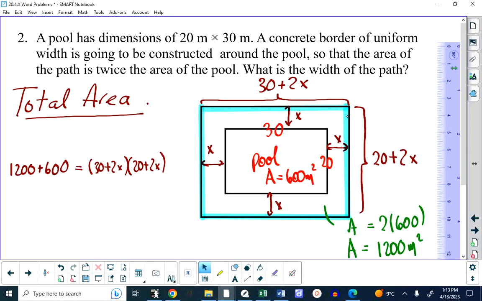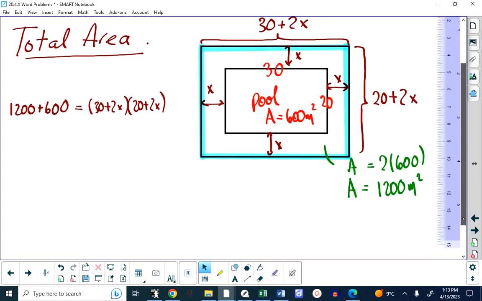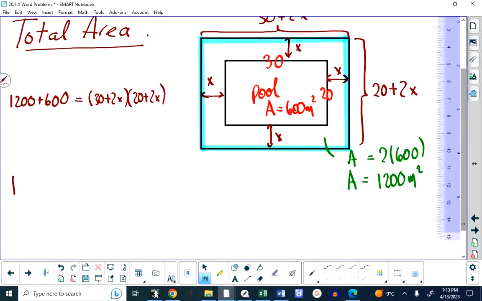Okay, so we're going to expand it out. I need to take 1,200 plus 600, which gives me 1,800. Equals, I'm going to FOIL this out. 30 times 20 is 600. 30 times 2x is 60x. 2x times 20 is 40x. 2x times 2x is 4x squared.